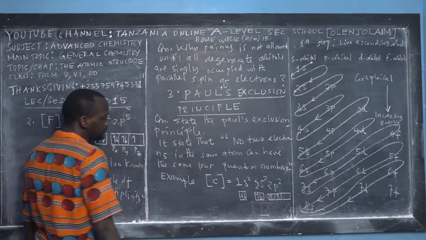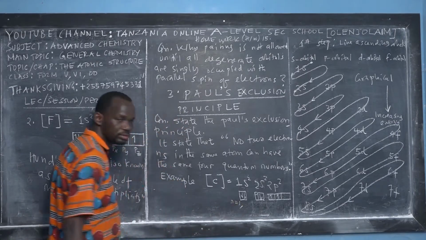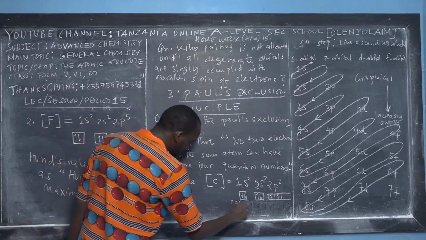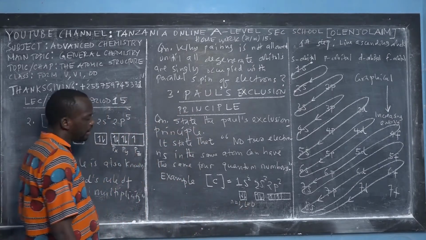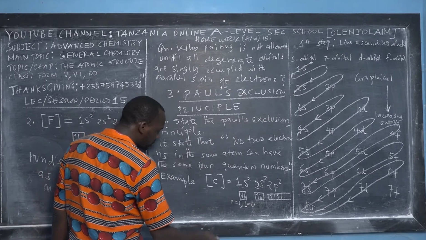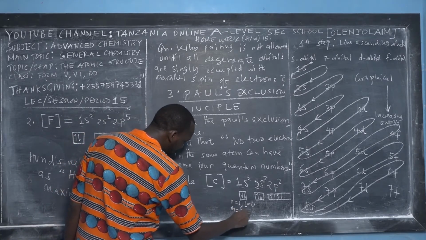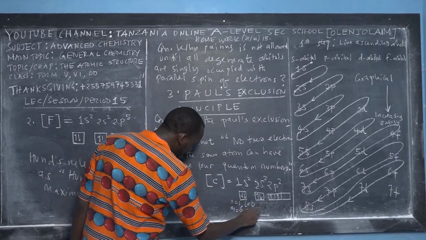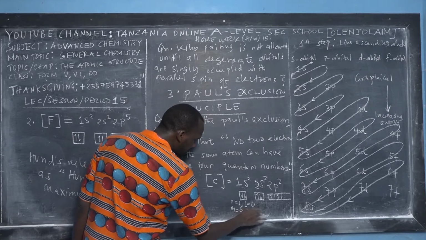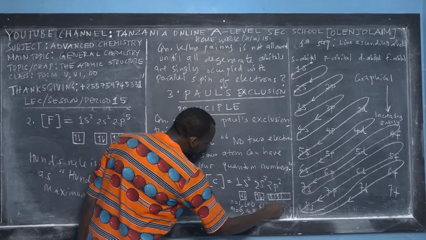So listen. The principal quantum number here is equal to 1, right? The subsidiary quantum number is equal to 0. You remember that? And both of these electrons also have the same magnetic quantum number, which is 0. But the spin quantum number, ms, is not the same. Why is it not the same? Because positive a half is not equal to negative a half.